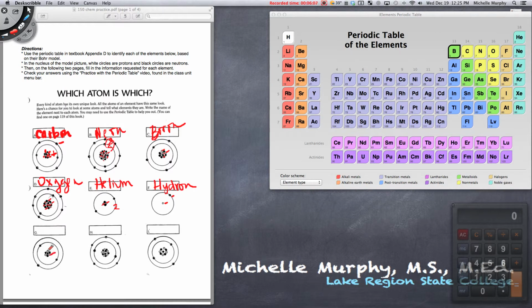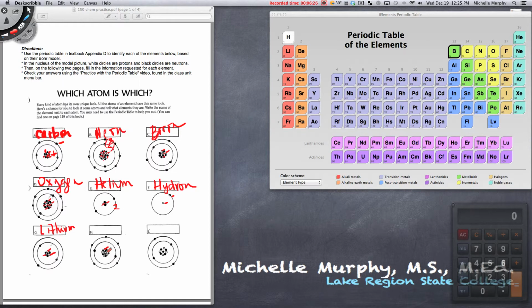Next we have 1, 2, 3 protons, 3 electrons. That would be lithium, because 3 protons right here on the periodic table is lithium. Lithium has normally 4 neutrons, so its mass number is very close to 7, and you can see that on your periodic table.